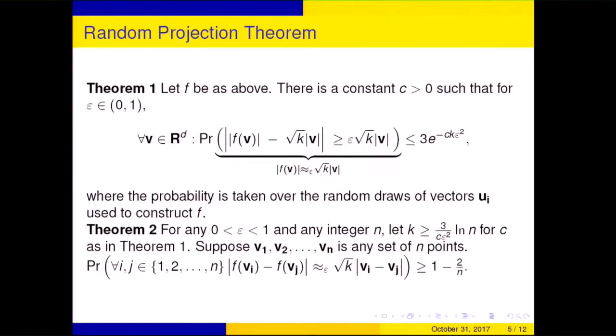And then a second thing, which is in fact a little more useful, on the lines of this picture that the lengths are preserved, it says for every epsilon and any integer n and k greater than 3 over c epsilon squared log n. So very important that k only grows as log n. Okay. Then I take these n points. Then for every set of points, now the for all is inside the probability, right? I'm asserting that with high probability, all of them hold. All the lengths are preserved.